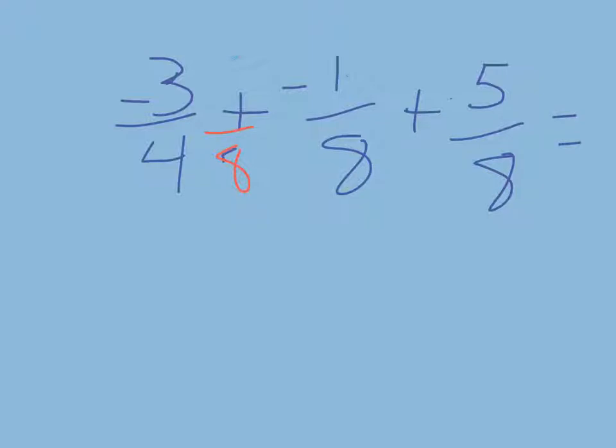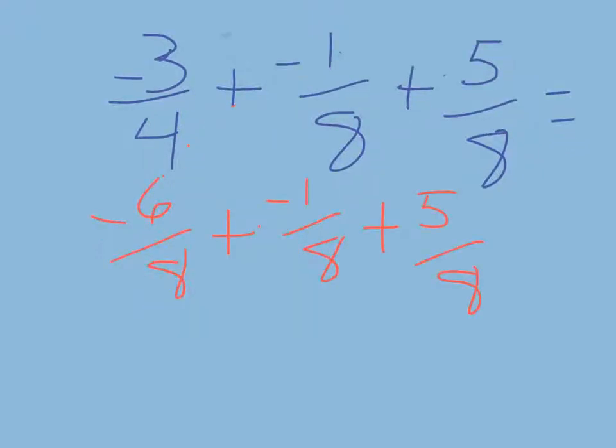So to get from 4 to 8, I would multiply by 2. So I'm going to do the same to the top. So negative 3/4 would equal how many 8s? Times 2 on top. So that 3 times 2 is 6, and it would still be negative. So I just rewrote my problem. Negative 3/4 is equivalent to negative 6/8. So now we have negative 6/8 plus negative 1/8 plus 5/8.